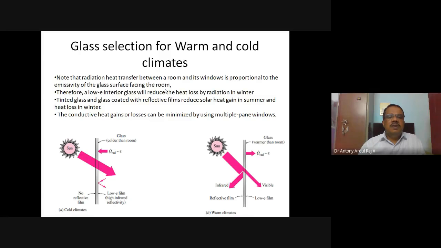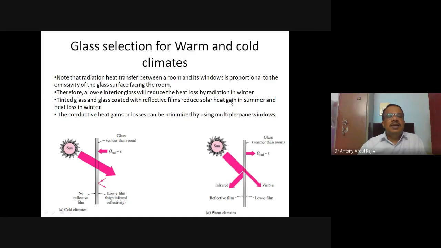So the emissivity or absorptivity of the glass surface is an important parameter. If you have a low emissivity interior glass, it will reduce the heat loss by radiation in winter. Please underline this. Similarly, tinted glass and glass coated with reflective films reduce the solar heat gain in the summer. So during summer, it will reduce the heat transfer.